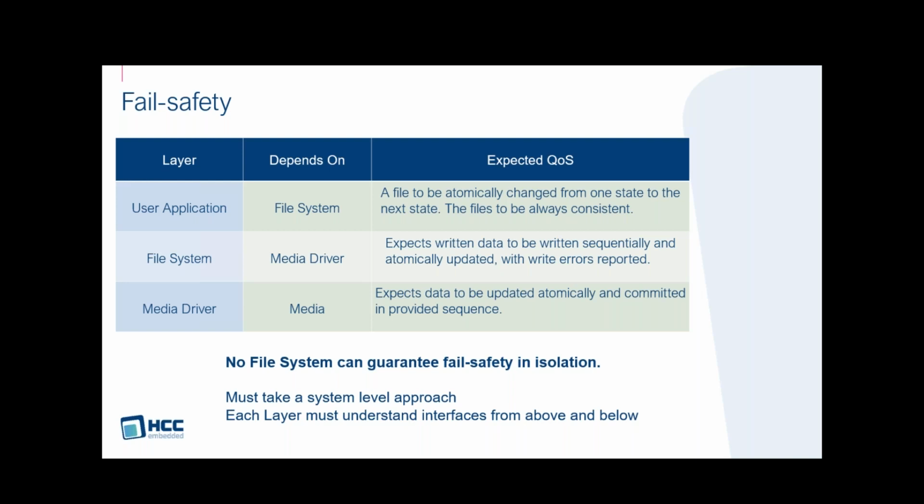So for example, this table shows basically how HCC constructs fail safety in a system. We tell the user applications that every file will be atomically changed from one state to the next state, and that every file will always be consistent. So if you do some writes to a file, until you commit it either with a close or a flush, it'll still be in its previous state. And then we'll atomically switch the state. This is the expected quality of service we give to a user application from our file systems if they're designed fail-safe.